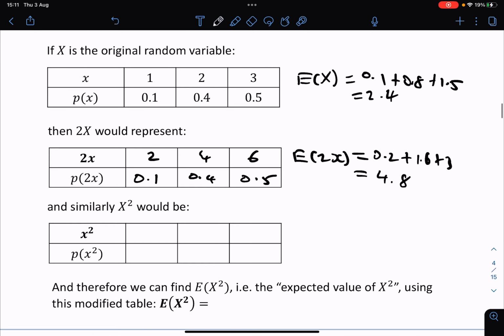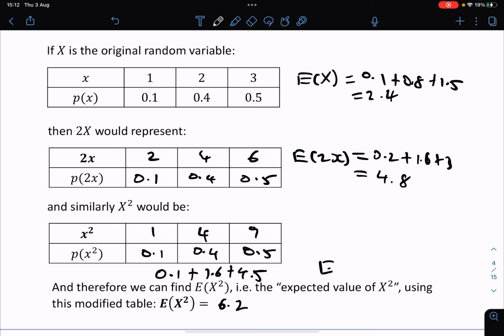And similarly, you'll be able to find what x squared is. We just square these, as the square numbers: 1, 4, and 9, and we still get the same probabilities, 0.4, 0.5. Okay, so what we find is this is going to be 0.1 plus 1.6 plus 4.5, and if we do a quick check on that, we get 6.2. What this means is that E of x squared is definitely not the same as E of x, all squared. That's quite useful because people get those mucked around quite a lot.